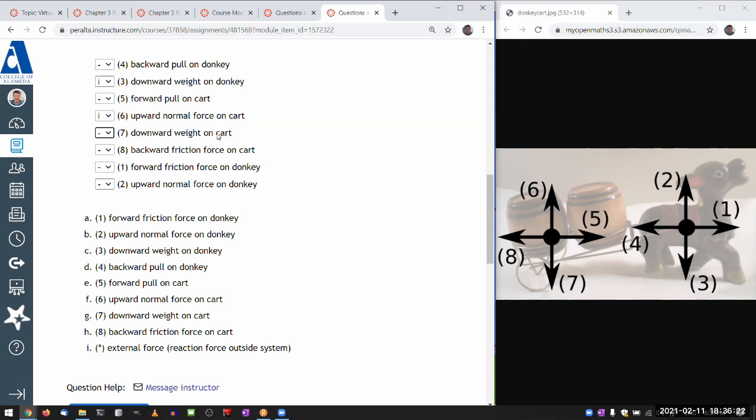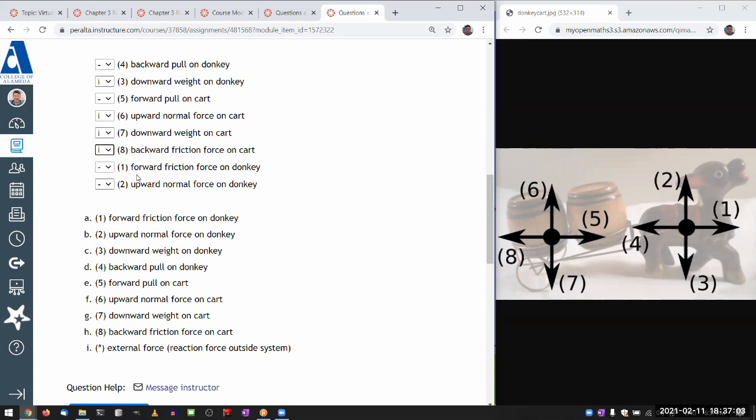Downward weight on cart. That's an external force for the same reason as the downward weight on donkey. Earth is exerting the gravitational pull, and Earth is not part of my system. Backward friction force on cart. Number 8, I guess it's this one. It says same friction. I think it's talking about the friction with the ground, another force exerted by the ground. The ground is exerting really two forces: the normal force perpendicular to the surface, and a friction force parallel to the surface. So another external force.